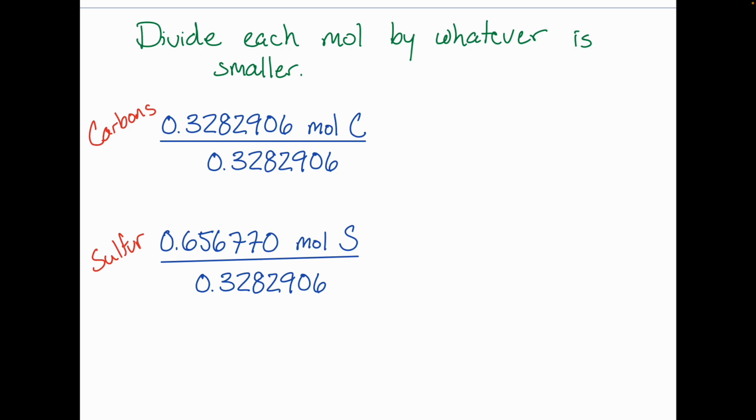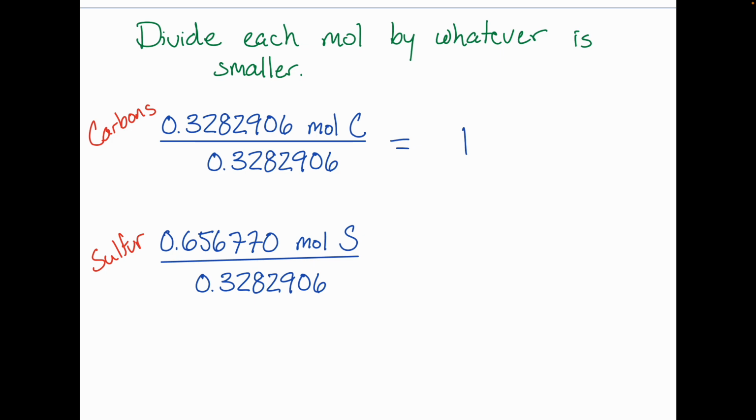Okay, so why do we do this? I said that this was just this little mathematical trick that will help us see more easily what those whole numbers should be in our empirical formula. All right, so why is that? Well, if I take any number and divide it by itself, what am I going to get? 1. So boom, at least one of them now is a nice whole number. Okay, so this little trick again will help us see these whole numbers.